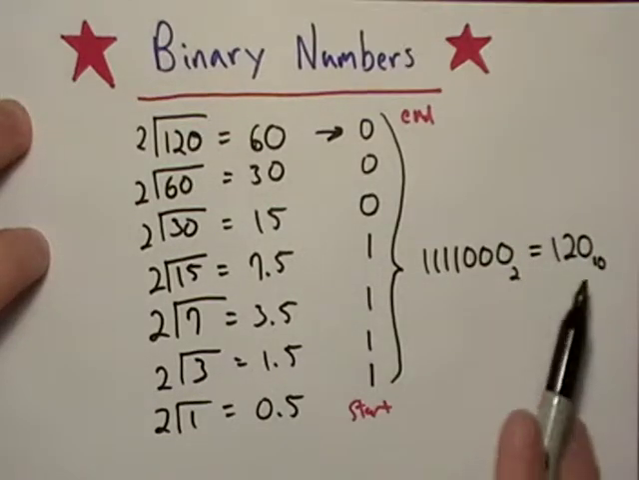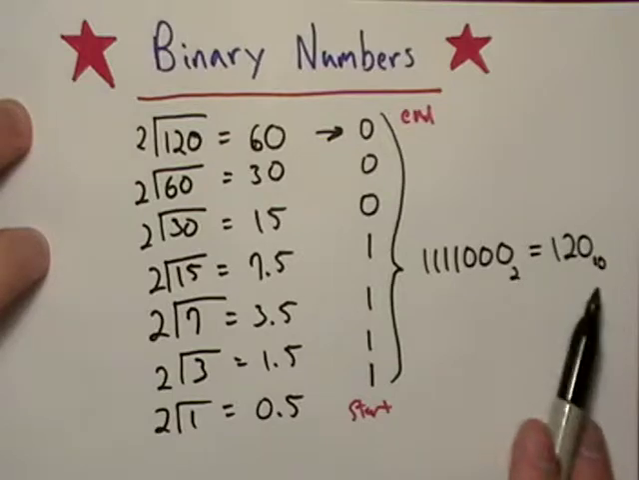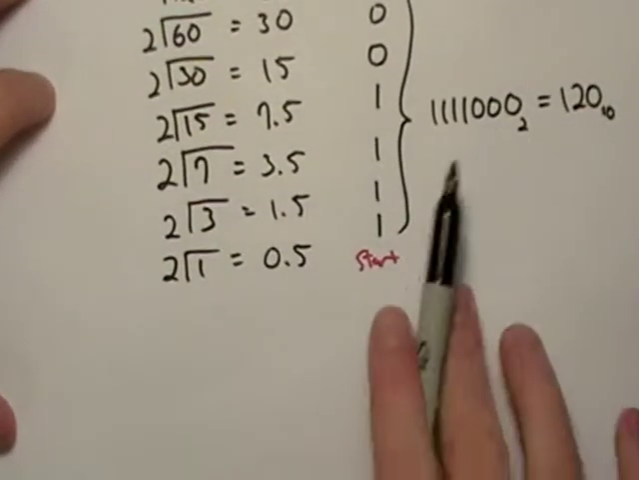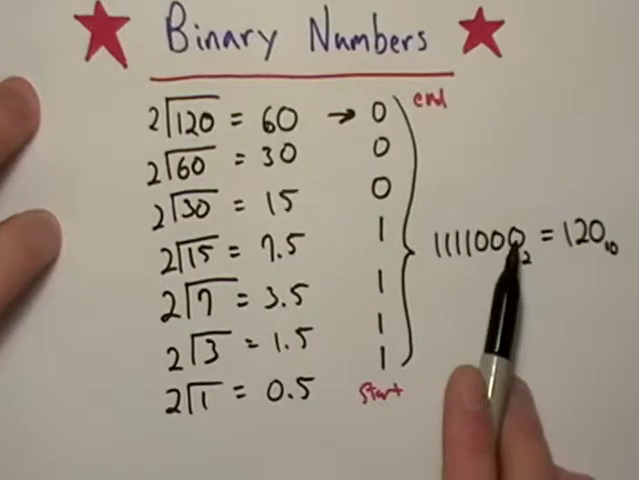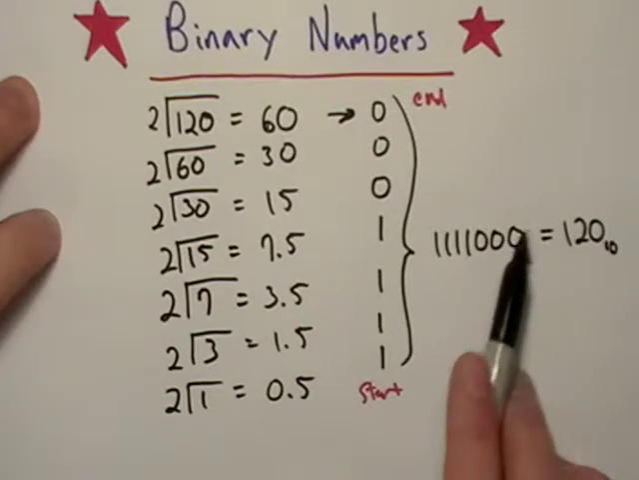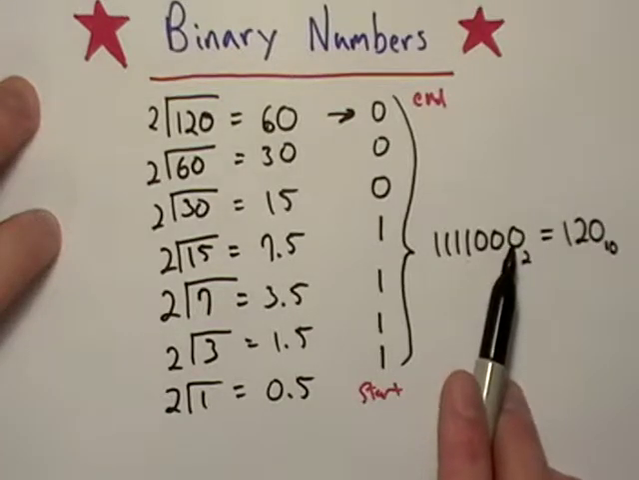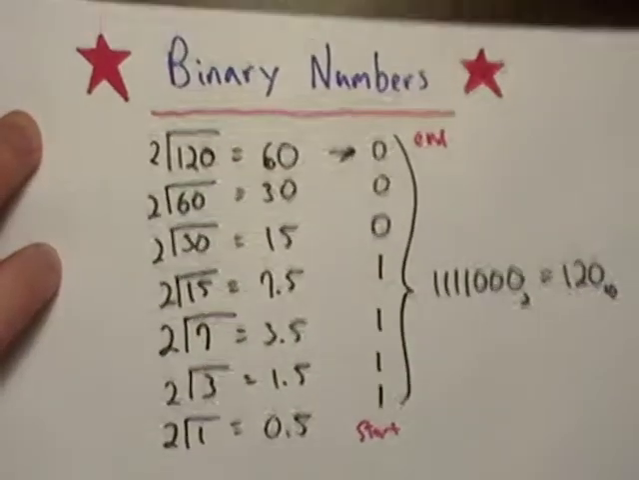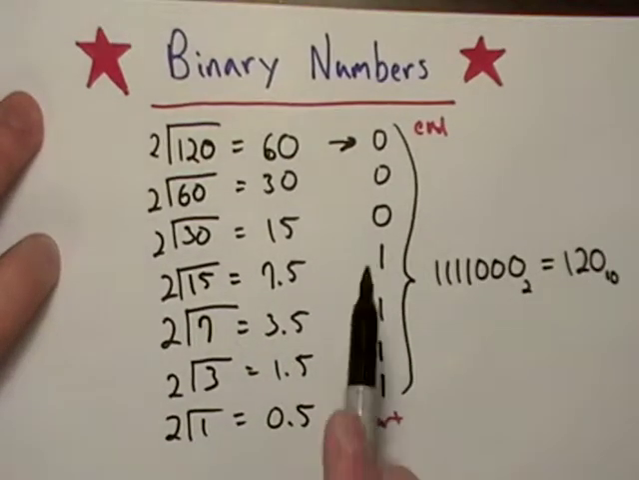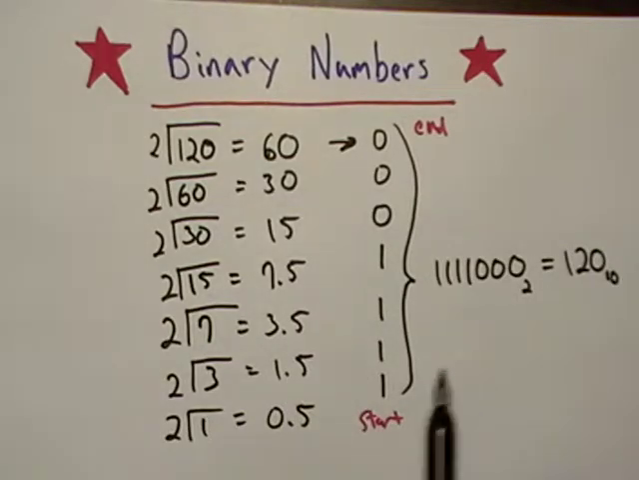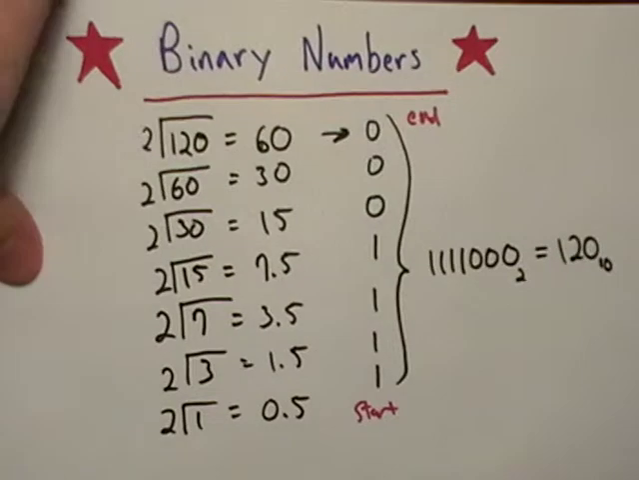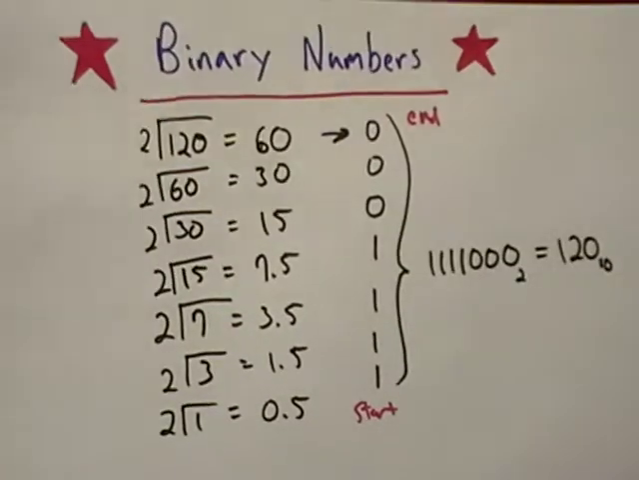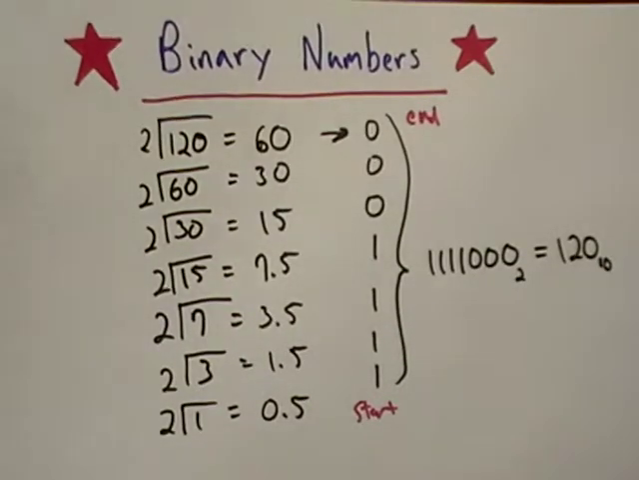Sometimes we just write a subscript 2 or a subscript 10. And if we were to take all these numbers and raise them to increasing powers of 2, we'd get 120 back, if I did my arithmetic right here. I think I did. But that's basically how we do it. So let's go ahead and do another example of binary conversion.